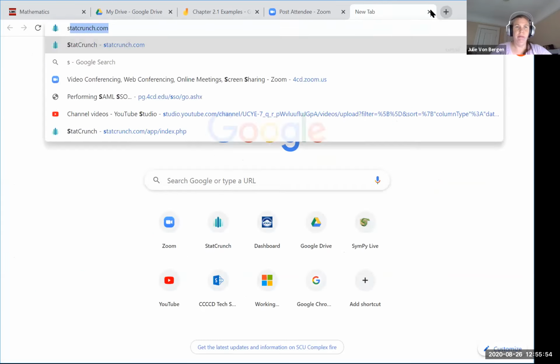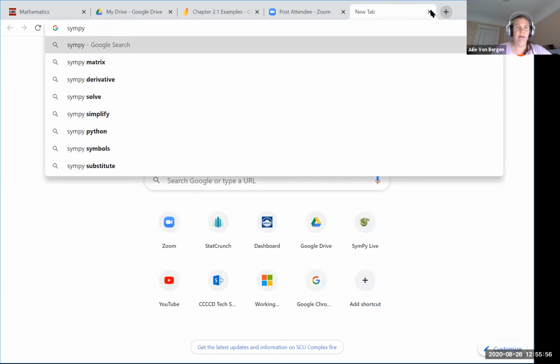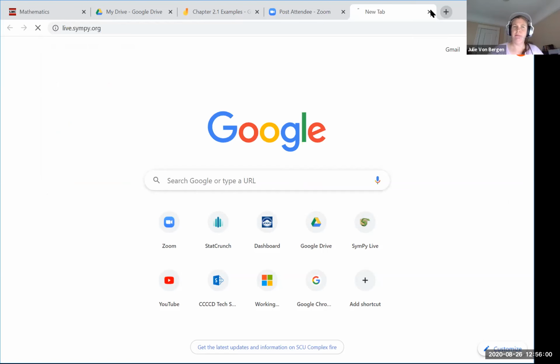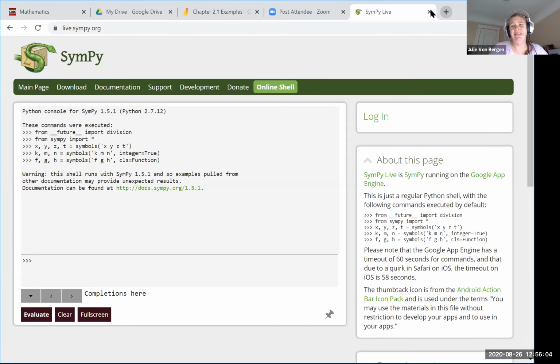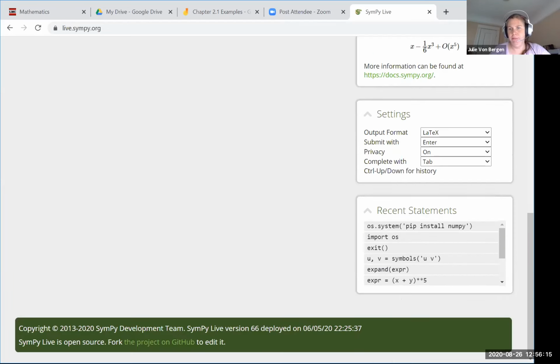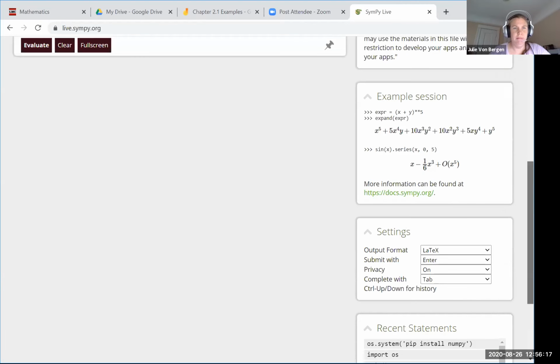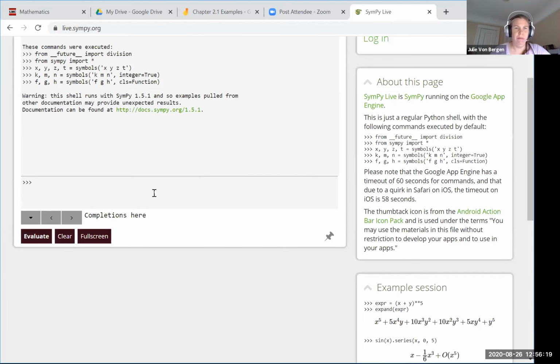So I'm going to Sympy Live. So that is live.sympy.org. And this is the regular Python shell running the symbolic Python. So those commands are already run for us. So I'm going to go ahead and enter matrix A. I'm going to scroll back up, make sure I'm here on the command prompt.